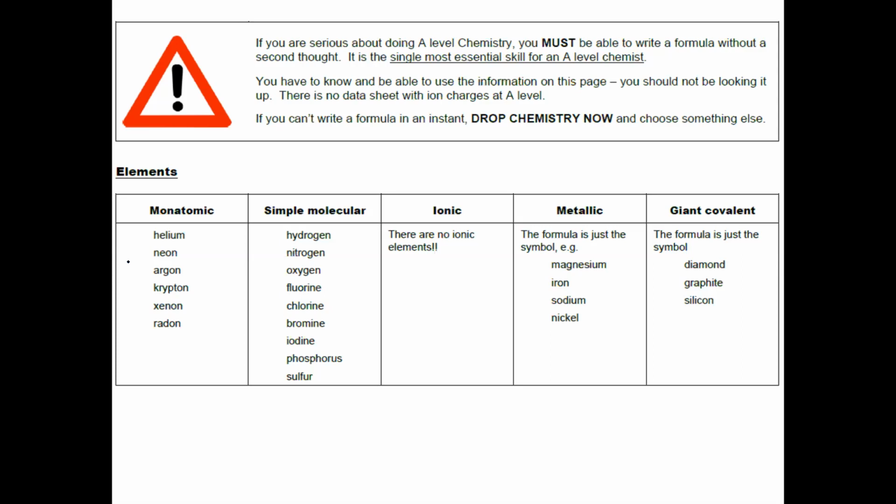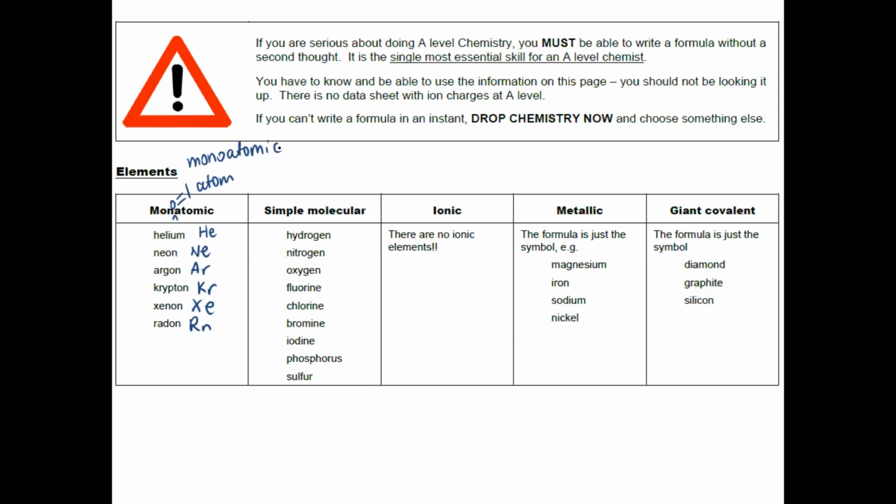So monoatomic elements, can you see anything in common between all these? Yeah, you're right, they're noble gases. So noble gases are monoatomic, that means made of one atom. And their symbol is just the symbol of the element, nice and simple. Right, so find the symbol of the element, stick it in, and that's it. Now it says here monoatomic, it should be monoatomic. That's misspelled.